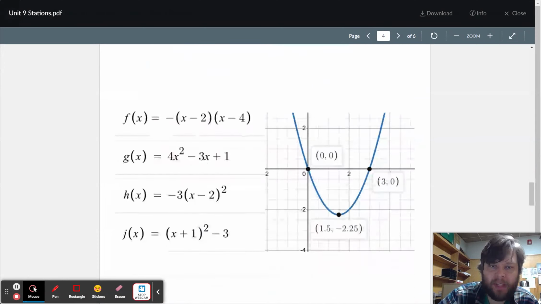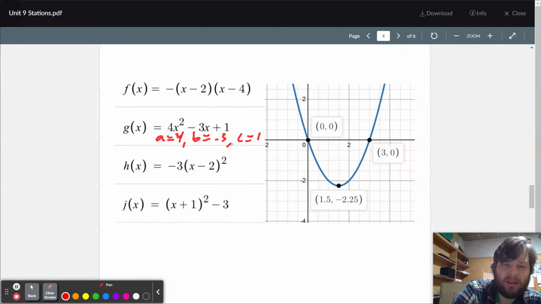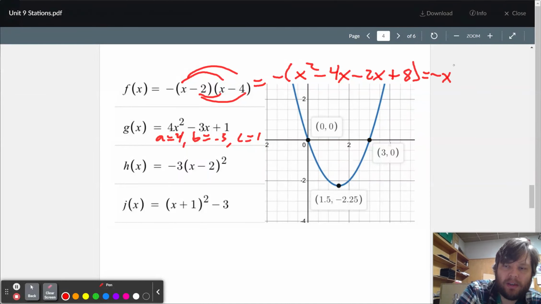All right, question 4 is finding the A, B, and C values. Some of these are easy, some of them are harder. Here, the A, B, and C values are just sitting right there. When it's in factored form, you got to multiply it out like this. So you'd get negative x squared minus 4x minus 2x plus 8, which ends up being negative x squared, positive 6x, negative 8 because I distributed the negative. So A is negative 1, B is 6, C is negative 8.